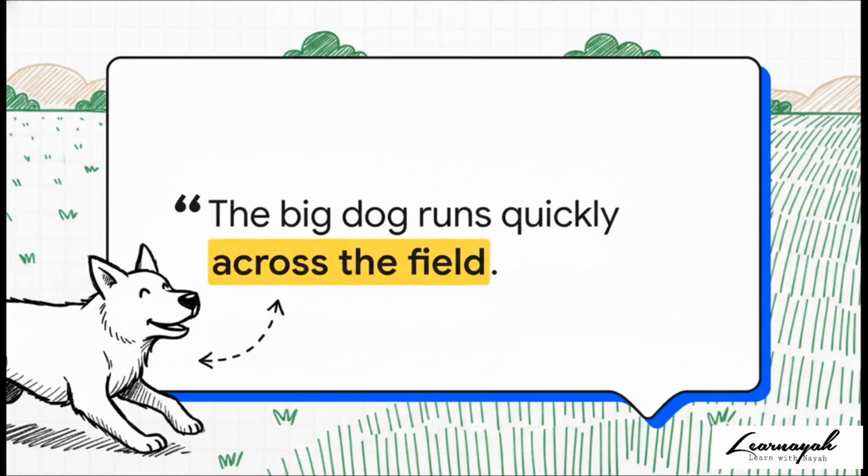Now, let's plug that right into our blueprint. The big dog runs quickly across the field. Our sentence now has location and context. It's a much richer picture than where we started, right?